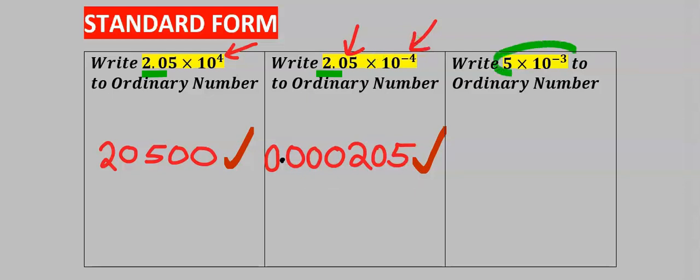Next, consider this standard form, which we are going to write to ordinary number. Step number 1. Consider the first significant number here, which is 5. Step number 2. Consider the power, which is -3. The negative symbolizes that there are 3 digits in front of this 5. The digits must be zeros. Next, in front of the last digit, we are going to input a decimal, and this is our answer.